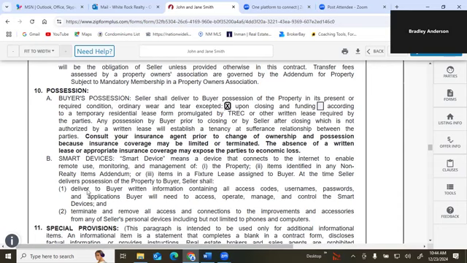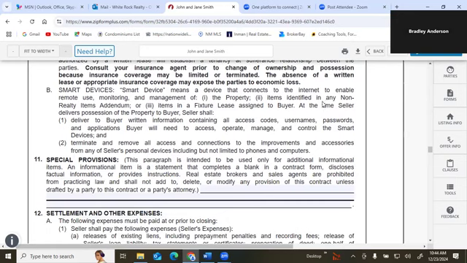And then it goes on to break out the possession of smart devices, because that's the world that we live in. Seller shall deliver to buyer possession of the property in its present or required condition, ordinary wear and tear accepted, in our case, upon closing and funding. Smart devices. Smart devices means a device that connects to the internet to enable remote use, monitoring, and management of the property. Items identified in non-realty items addendum. Items may be in a fixture lease, that Ring doorbell.